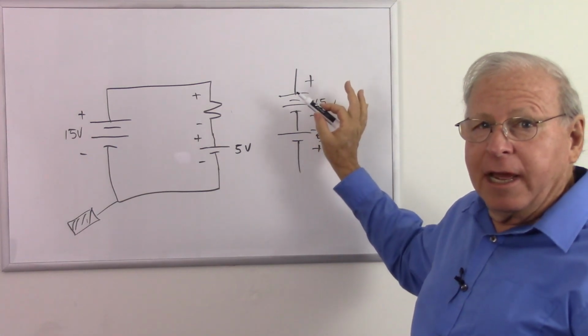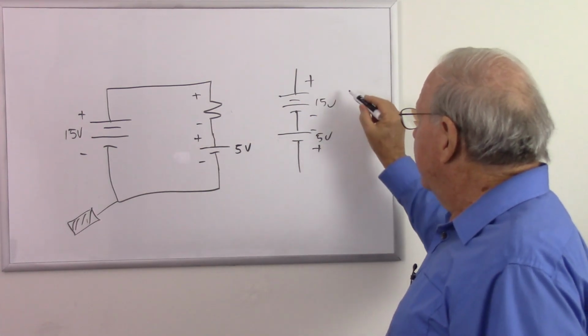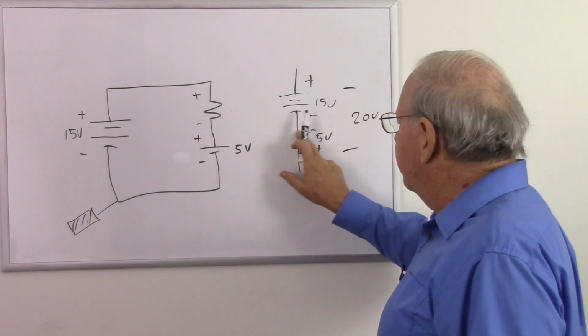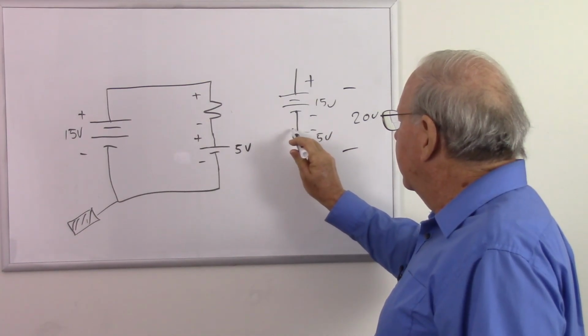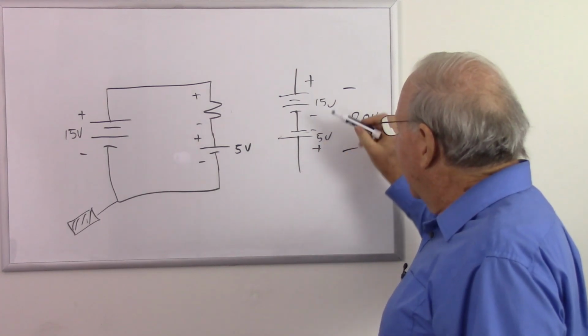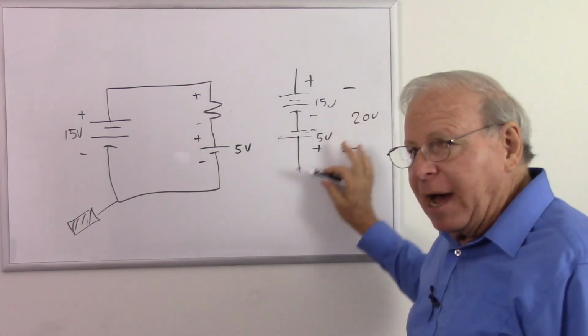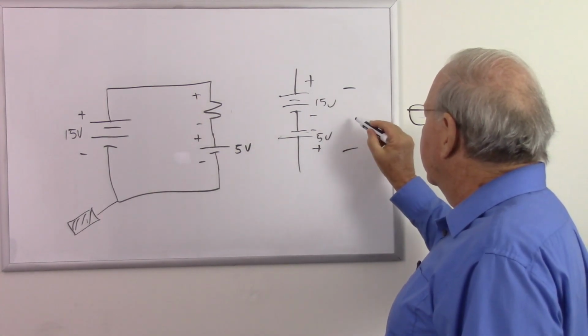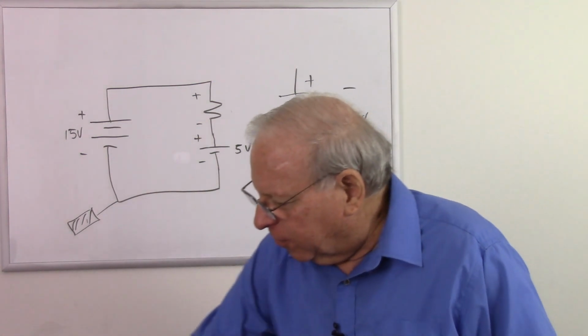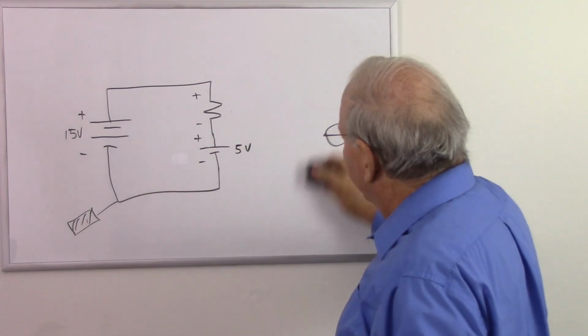We simply add them together, right? 15 plus 5 is a total of 20 volts. What happens if we reverse them? Let's see, got to get this drawn correctly. There we go. Well, now it's going to be 15 minus 5 volts, so it's going to be a total of 10 volts. So let's get that out of the way and see what we have around here.